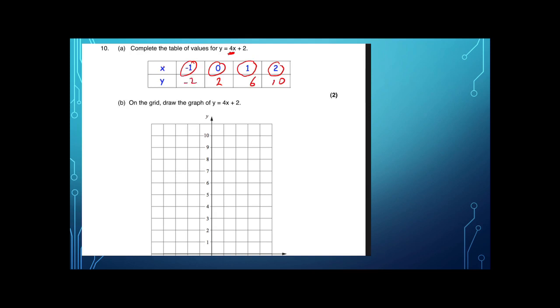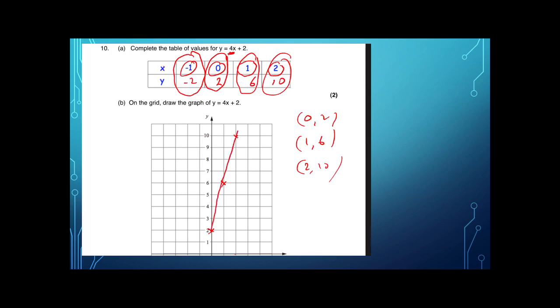Actually, I'm not going to be able to draw that on the graph because I haven't put that part on. Doesn't matter there. Okay, so here, that's just the coordinate 0, 2. Here, that's just the coordinate 1, 6. And here, that's just the coordinate 2, 10. Okay, I can plot those. 0, 2 is there. 1, 6 is there. And 2, 10 is there. And I can draw a straight line connecting them, and it goes on forever in both directions.